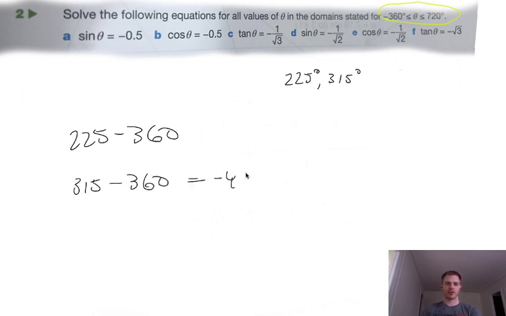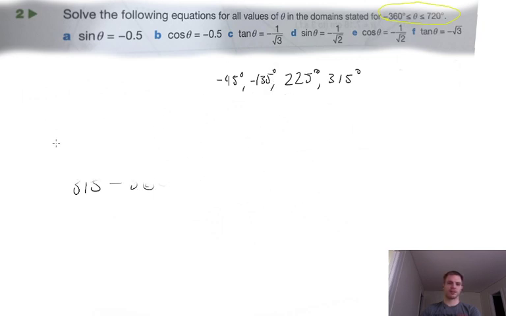This one is negative 45. This is negative 135. Yes. So we'll collect those two angles up here on our list, negative 45 degrees, negative 135 degrees. And then same thing, we need to go to the next cycle after 0 to 360, which is 360 to 720. So we'll add 360 to both of those.